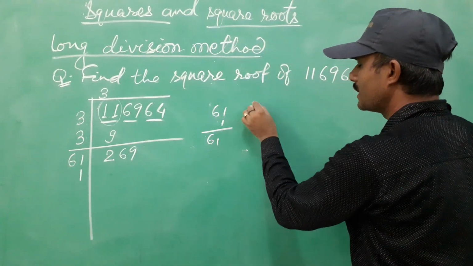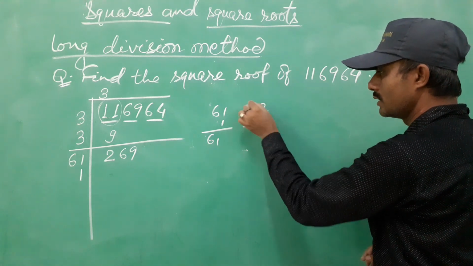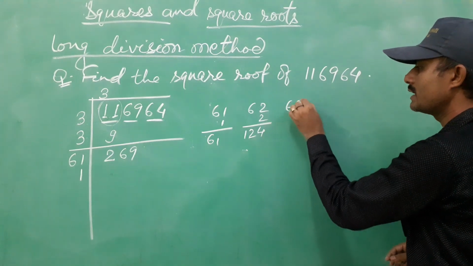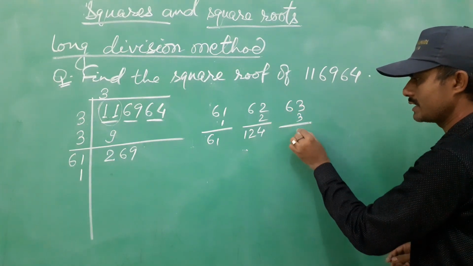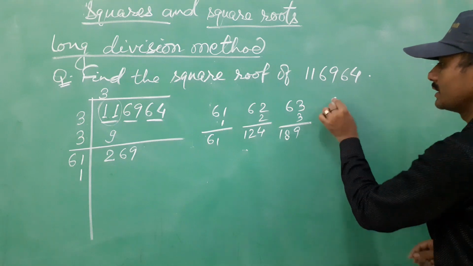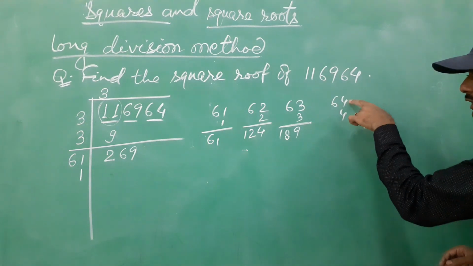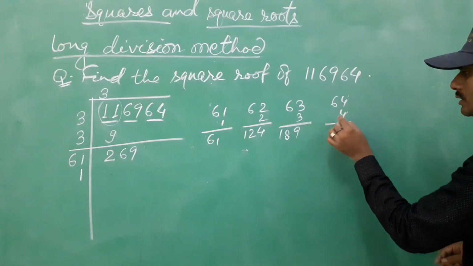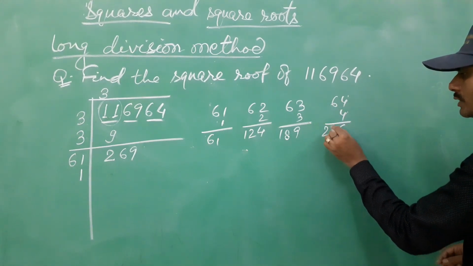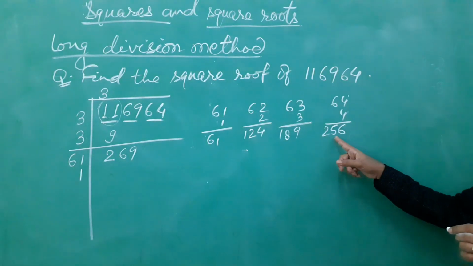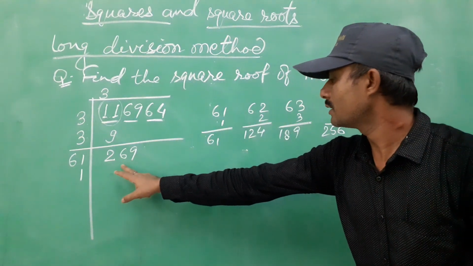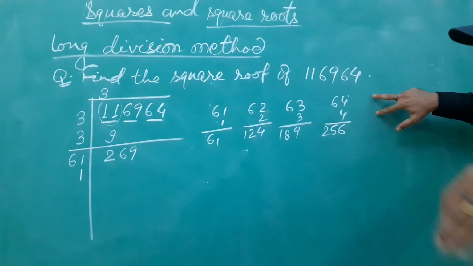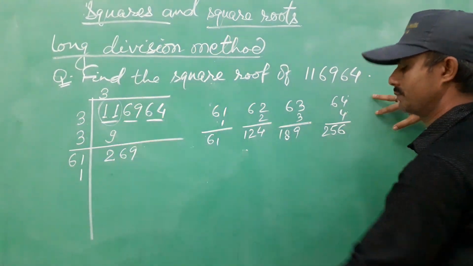Answer is 61. Then think for 62 times 2. 2 times 2 is 4 and 2 times 6 is 12, so 124. 63 times 3: 3 times 3 is 9 and 189. 64 times 4. If we are using 4, then 4 times 4 is 16, and 6 times 4 is 24, 25, 256. Yes, this is just nearer to this value. So 64 times 4, because 65 times 5 will be bigger than this number.